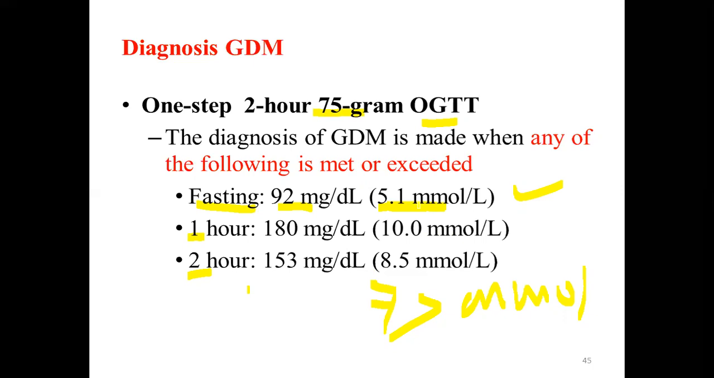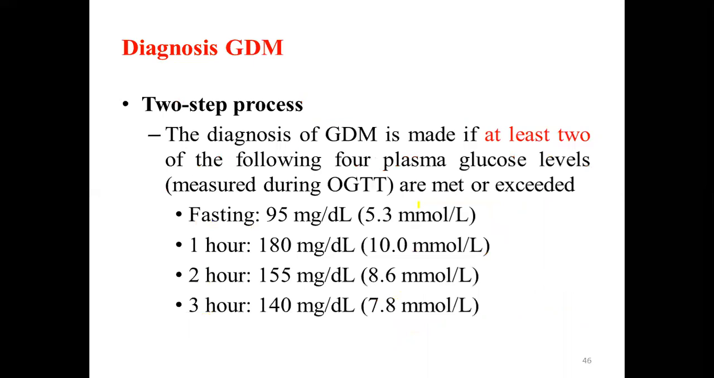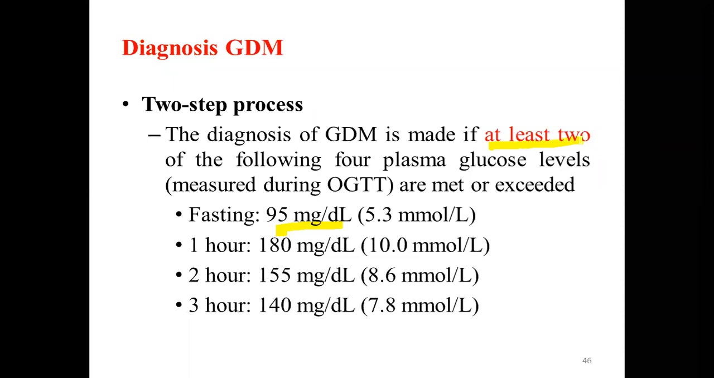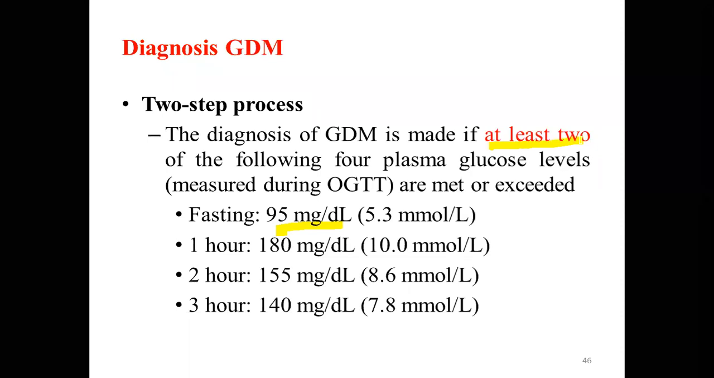Okay, so 1 hour. If any of the three meet or are above the cut point, we can say the patient is having gestational DM. The two-step process, as I mentioned before, is the fasting, then 1 hour, 2 hours, then 3 hours. If two or more of the following cut points are met or exceeded, we can say the patient is having gestational DM.